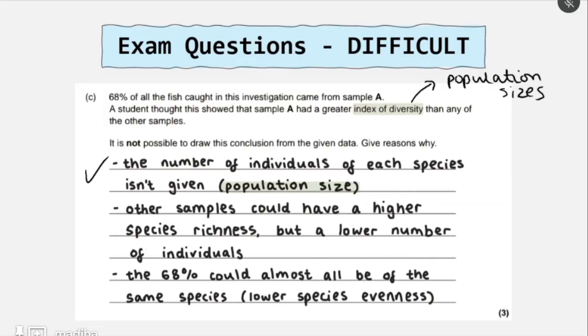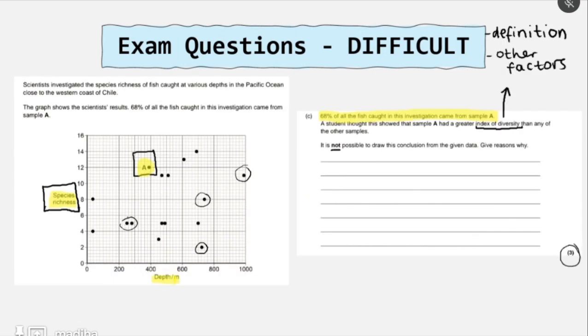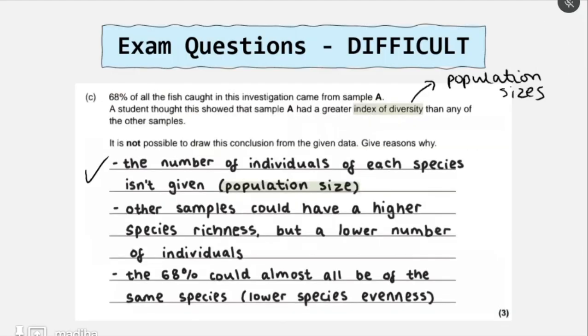This is the simplest mark to get, I think. The next are quite a bit more difficult. Other samples could have a high species richness but a lower number of individuals. If we look here, these samples have got higher species richness. So this index of diversity could be greater because their species richness is higher and they could have a lower number of individuals. If you think about the index of diversity, if you have less on the bottom, let's say 1 on the bottom and 2 on top, obviously it will give a bigger number. So other samples could have a higher index of diversity because of this.